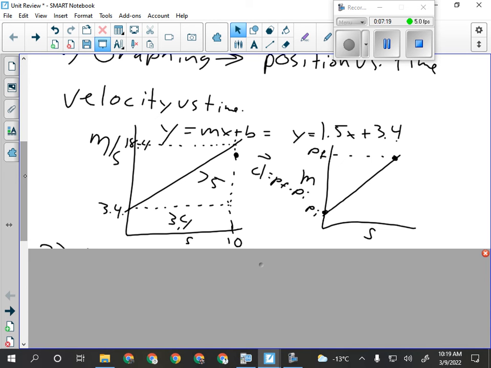Similar for the velocity versus time graph. If I have a velocity versus time graph, the slope of the line represents acceleration. That's because when I do m equals y minus b over x, I'm taking final velocity minus initial velocity and dividing by time. That's why it calculates acceleration. That might be helpful on your lab.